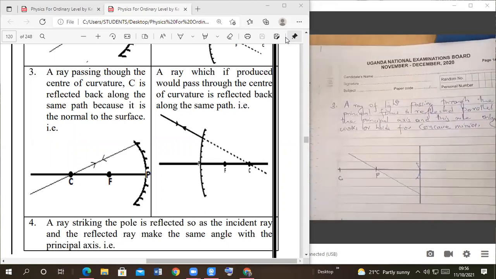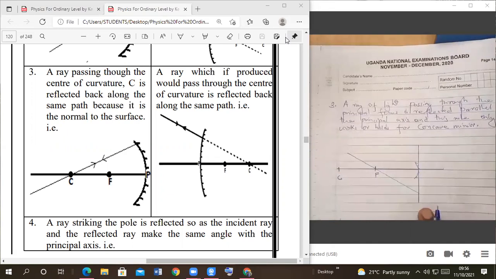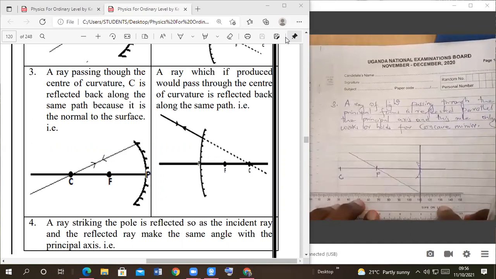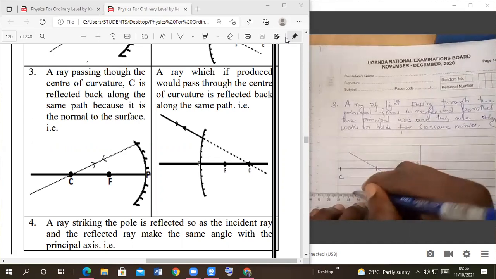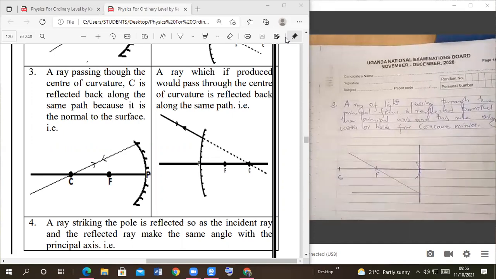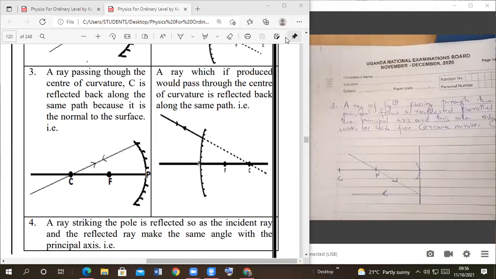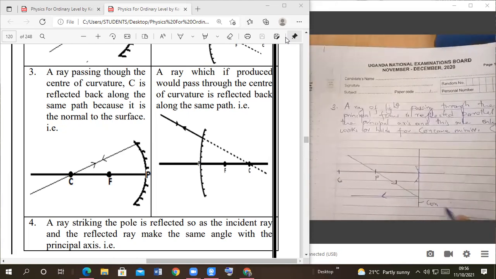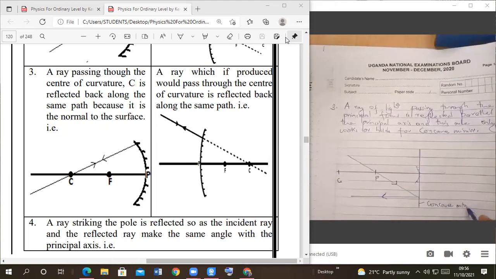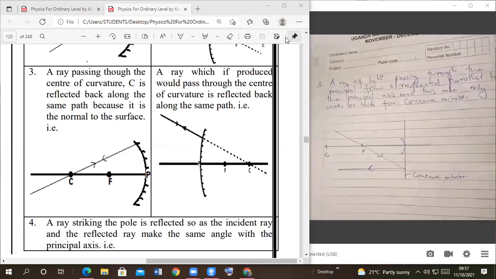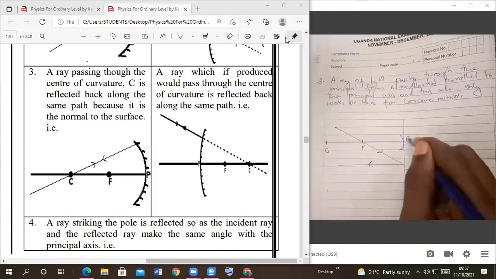What will happen to it after reflection, members? It will reach here. What will happen to it after reflection? We said it will be reflected what? Parallel to the principal axis, which means it will be reflected like this. It will be reflected back like that. So this one is incident, then this is what? Reflected. Okay? Members, have you seen that? Yes. So this is the pole of the mirror.